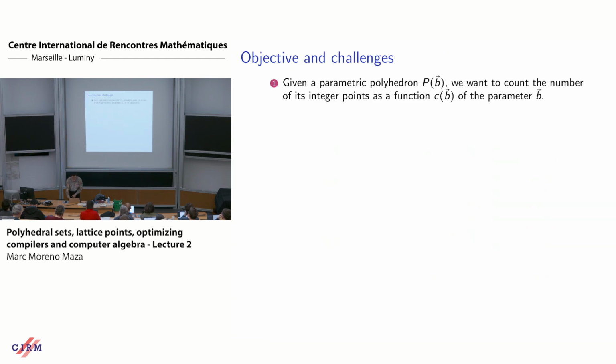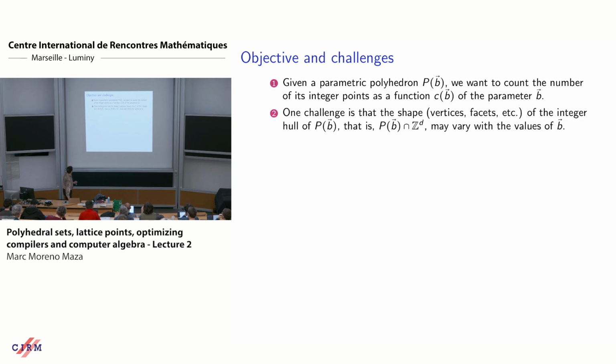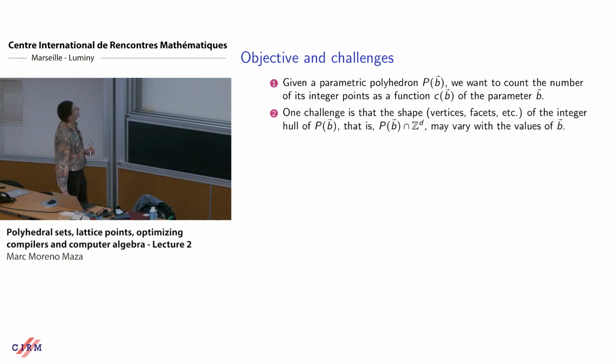So more generally, what we want to do is to compute the number of integer points of a parametric polyhedron. The parameters will always be on the right-hand side, let's say in the B vector. So we mean that each coordinate of that B vector can be a linear polynomial. But there are no parameters in the matrix A, of course.